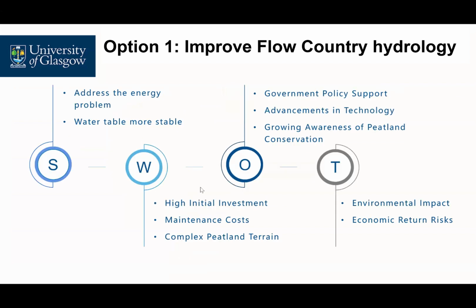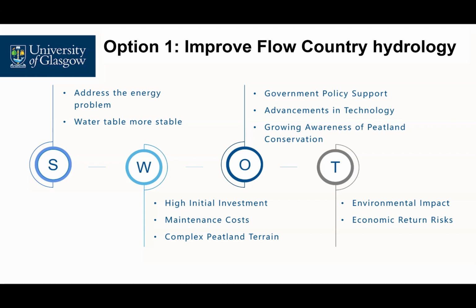So now let's conduct a SWOT analysis regarding the strengths of this plan. Firstly, the solution could address the energy problem. Secondly, the water table of the peatland will no longer be dependent on climate conditions. Next is about weakness. Firstly, it requires a significant investment in infrastructure, and then peatlands have complex terrain indeed.